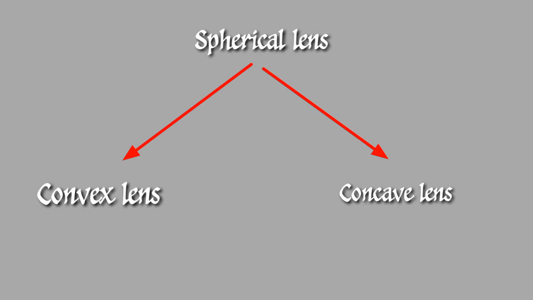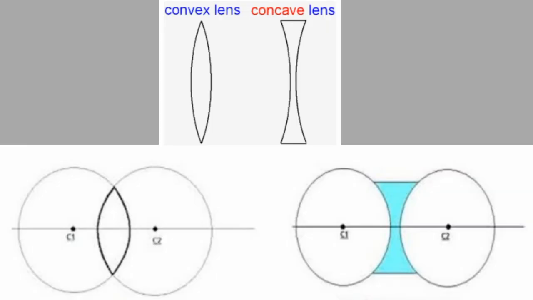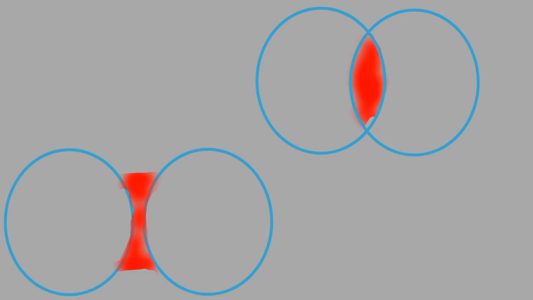What is the difference between a convex lens and a concave lens? Before that, we already mentioned that it is known as a spherical lens. Why is it known as a spherical lens? The convex lens and concave lens are known as spherical lenses because these two lenses are obtained from a pair of spheres.